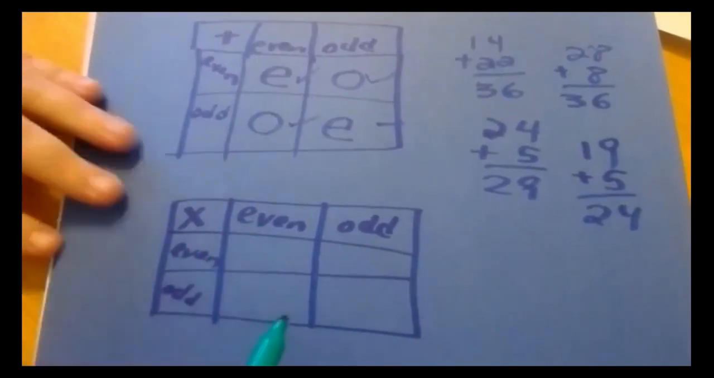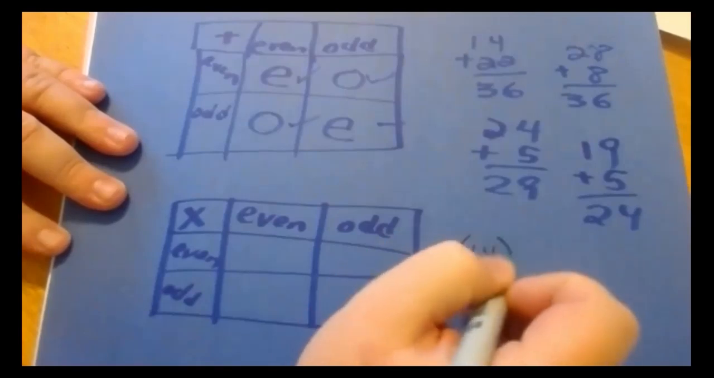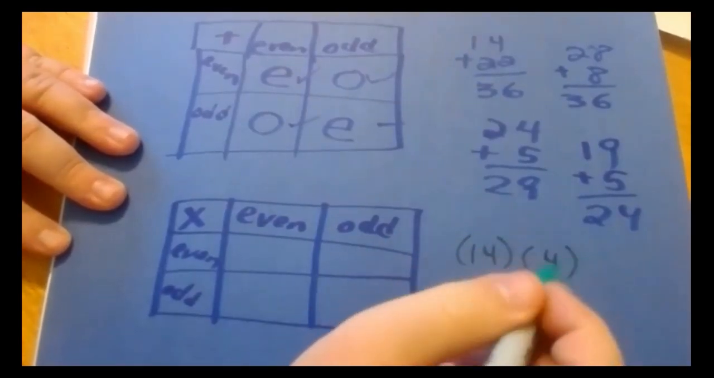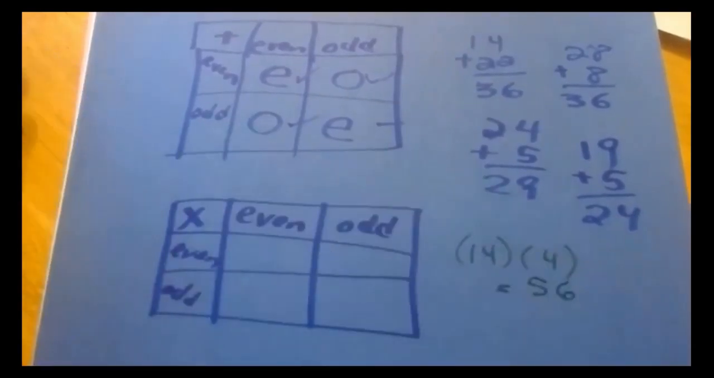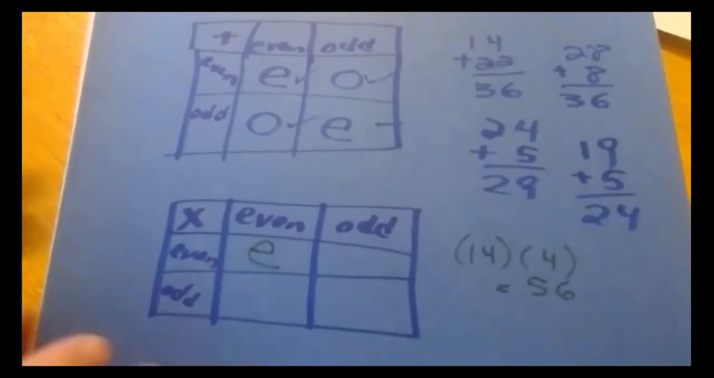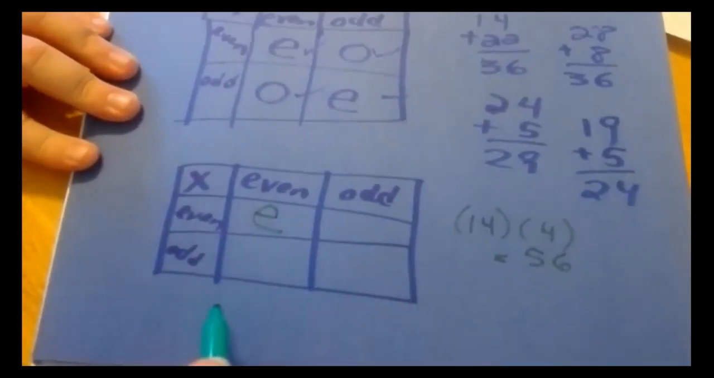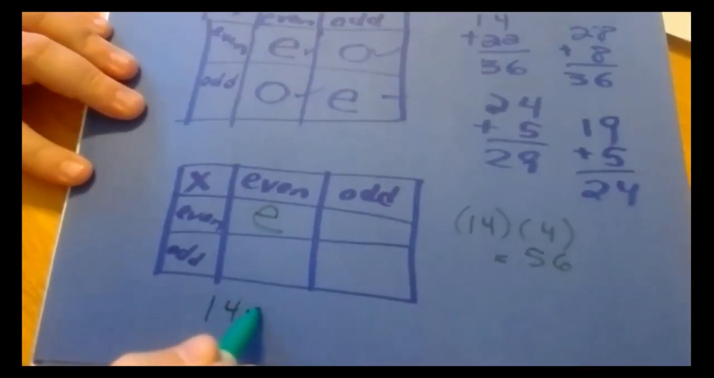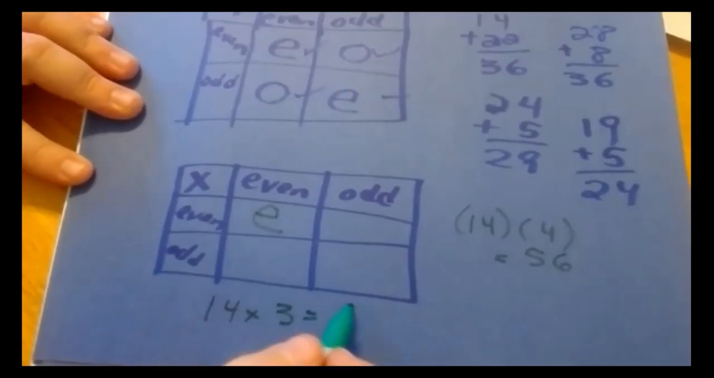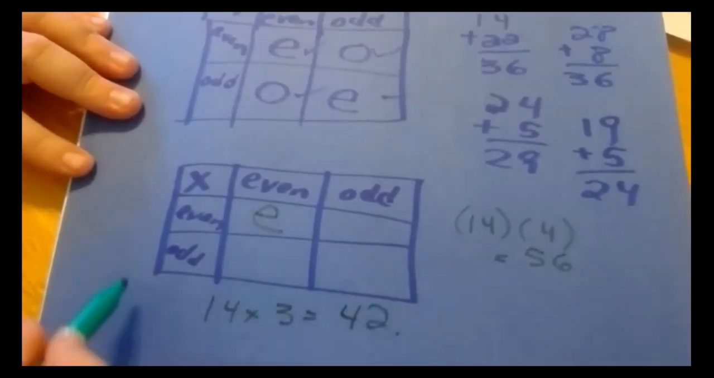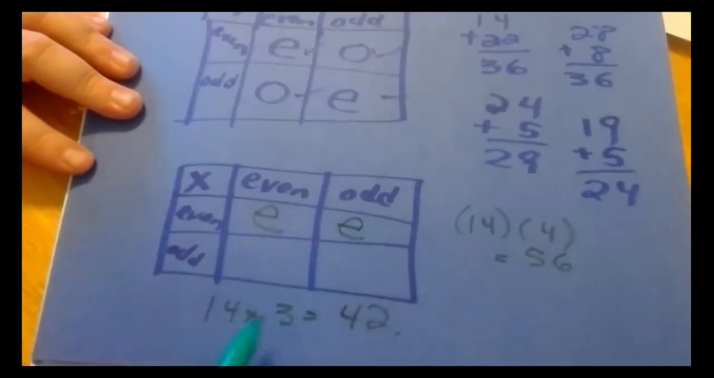What happens when you multiply together two even numbers? 14 times 4, the answer is going to be 56. I got an even answer, right? So when you multiply together two even numbers, you get an even answer. When you multiply an even times an odd, you also get an even answer. 14 times 3, what's that going to be? 42. And that's, again, even. So an even times an odd is even.